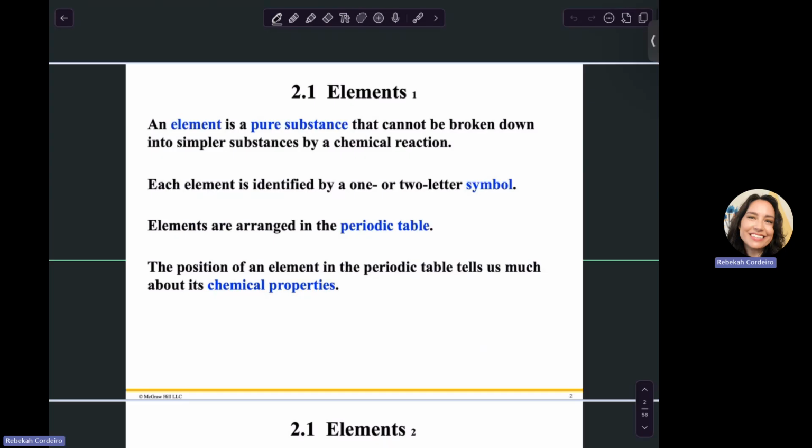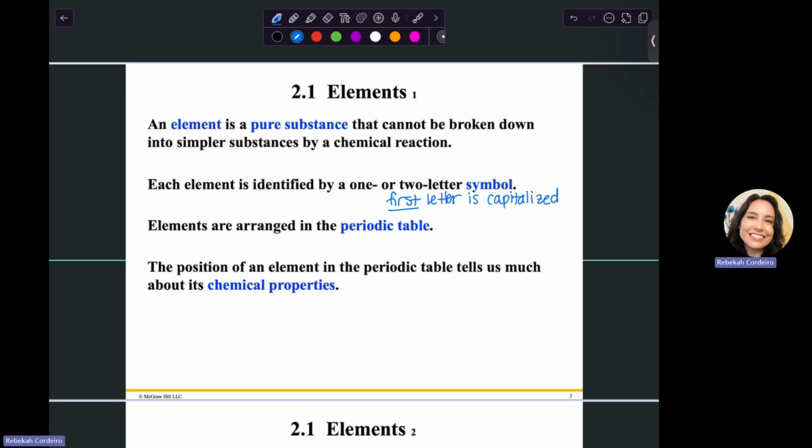An element is a pure substance. We've gone over that before. But each element is identified by a 1 or 2 letter symbol. If it's 2 letters, the first letter is always capitalized, but not the second letter. So make sure that if you're writing your chemical symbols for an element, that you have the first letter capitalized, but the second letter, if there is a second letter, needs to be lowercase.